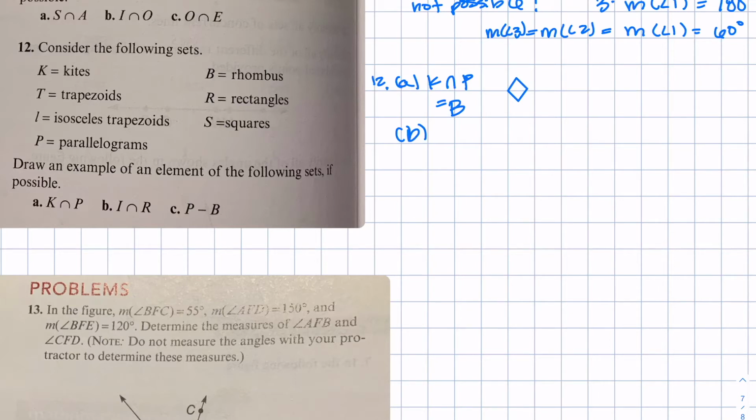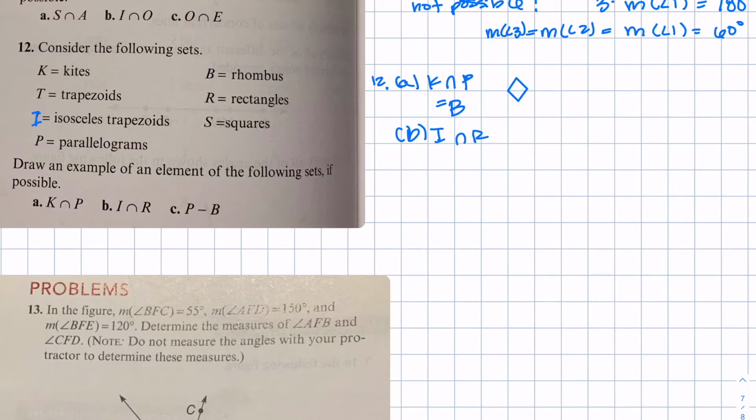Okay. B says, let's look at I intersect R. I is, I think, the set of isosceles trapezoids. I don't know why this one looks like an L to me, but I think that's supposed to be an I. So the set of isosceles trapezoids and the set of rectangles.